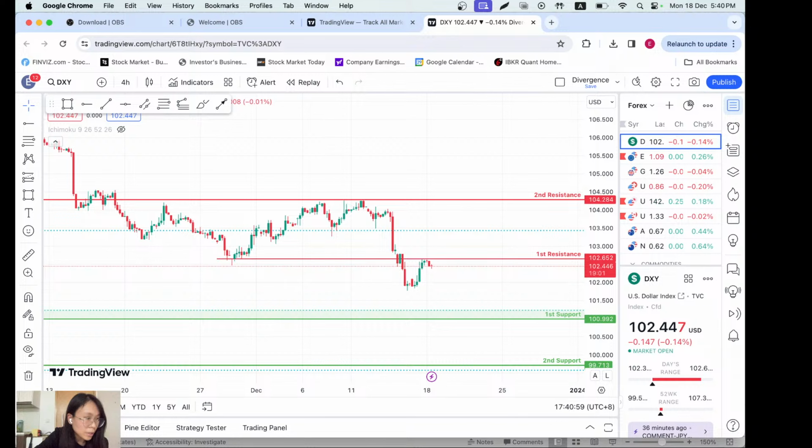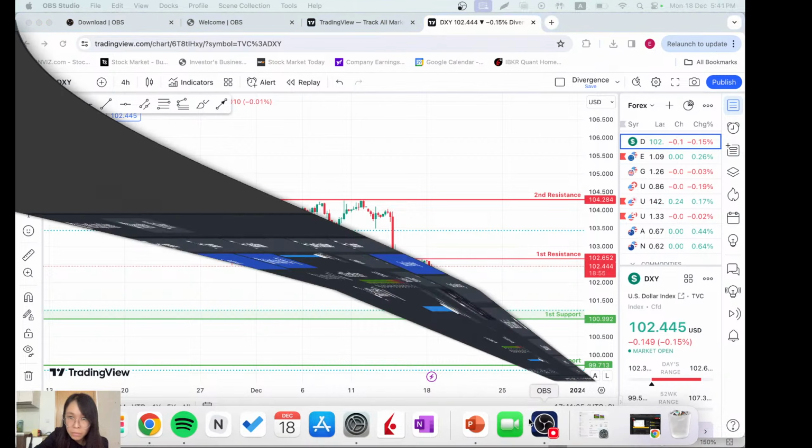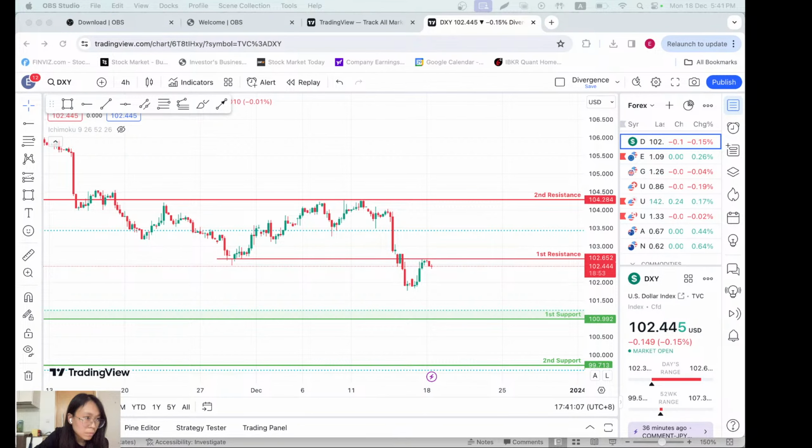And on the H4 time frame, you can see that the price is also right before the resistance and is looking to go all the way down to the first support line.